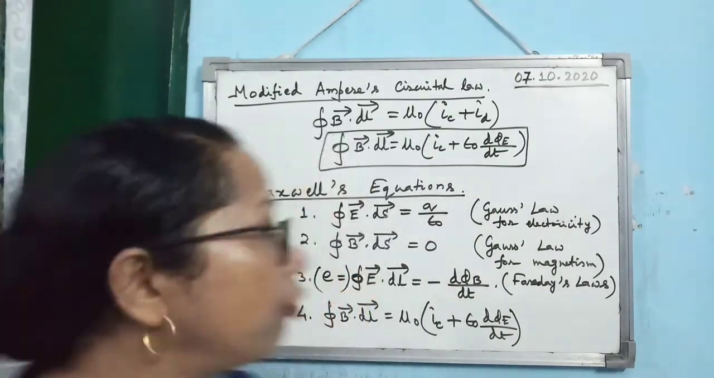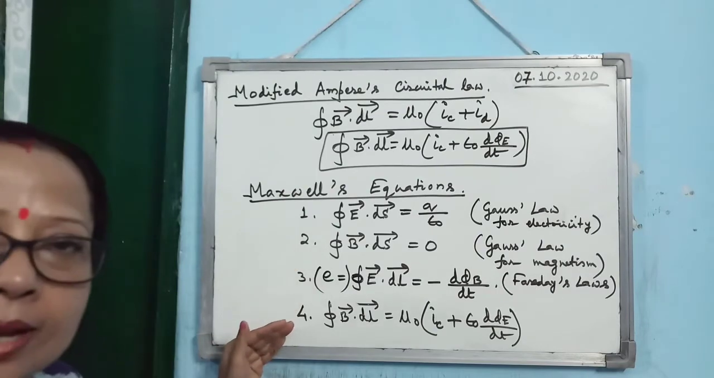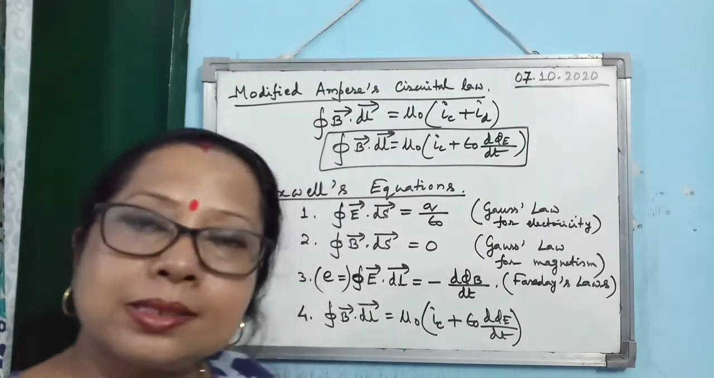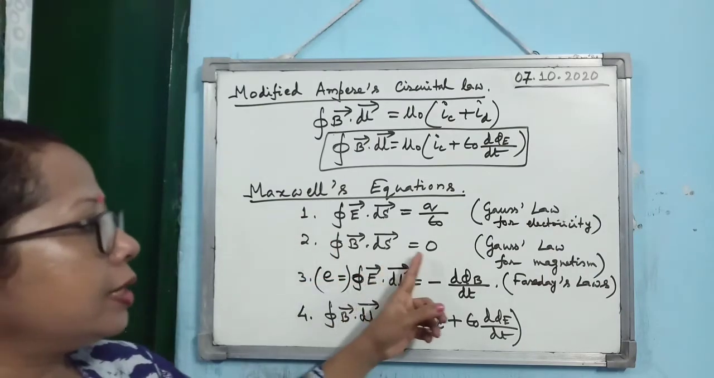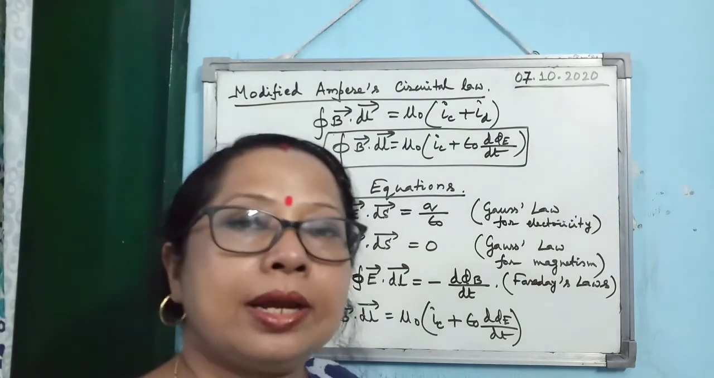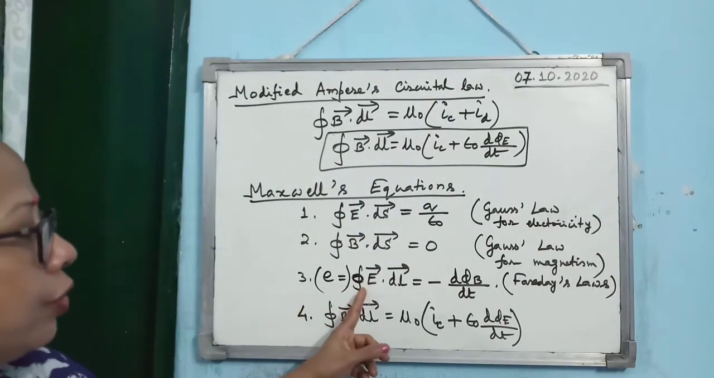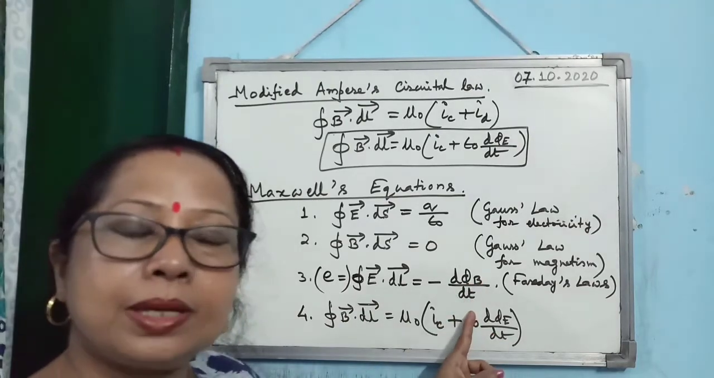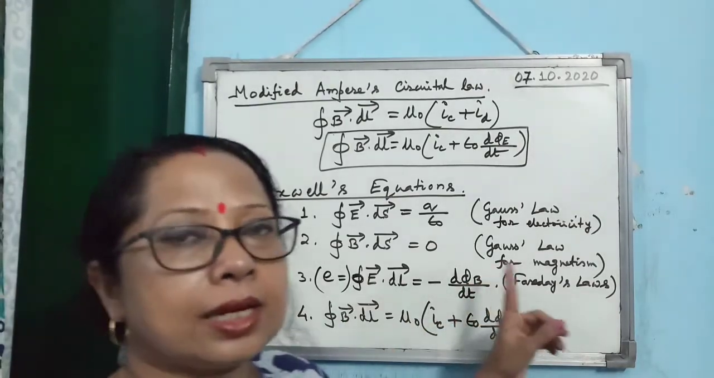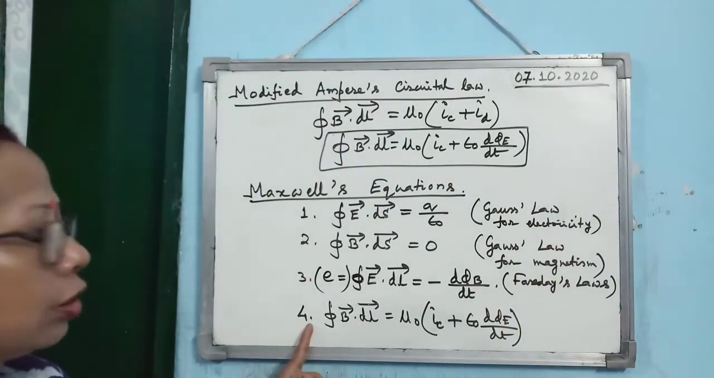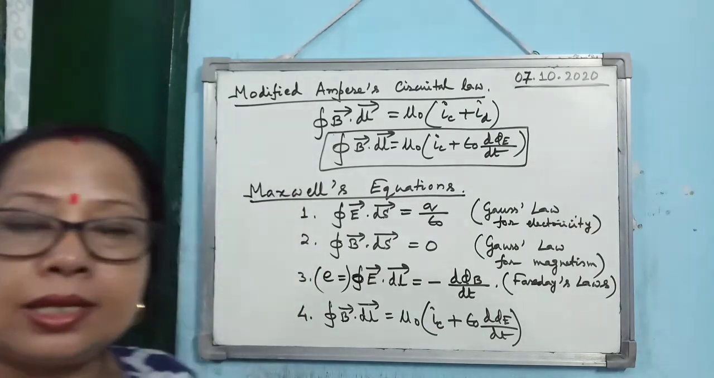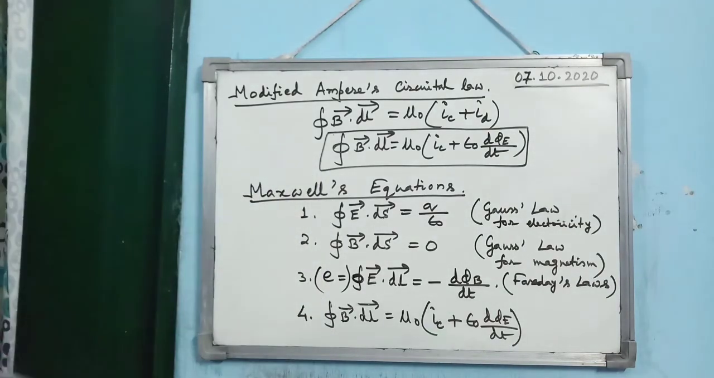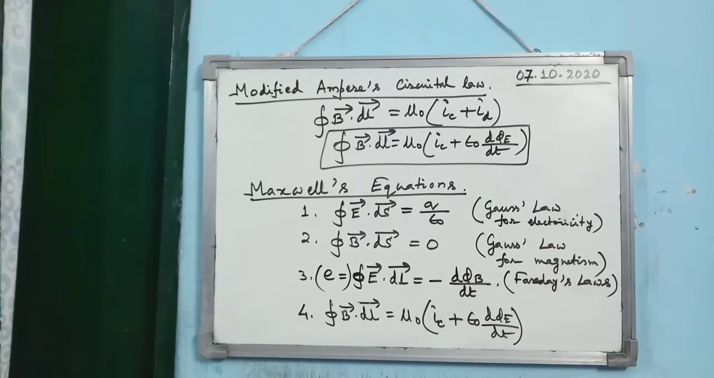So I repeat, the four equations given by Maxwell. The first equation represents Gauss's law in electricity. Second, integration B dot ds is 0, represents Gauss's law in magnetism. The third one, integration E dot dl equal to minus d phi B by dt, represents Faraday's electromagnetic induction law. And the fourth one, integration B dot dl equal to mu 0 into (Ic plus epsilon naught d phi E by dt), represents the modified Ampere's circuital law. Very, very important in physics, these four equations.